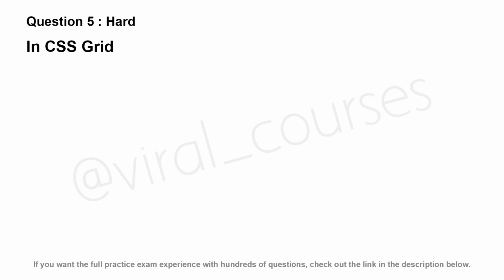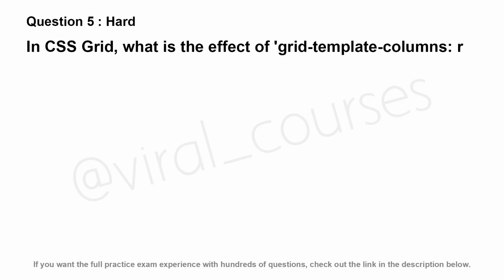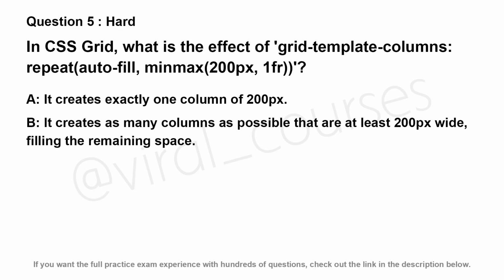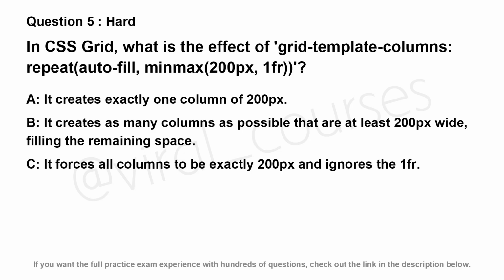In CSS Grid, what is the effect of grid-template-columns: repeat(auto-fill, minmax(200px, 1fr))? Option A, it creates exactly one column of 200px. Option B, it creates as many columns as possible that are at least 200px wide, filling the remaining space. Option C, it forces all columns to be exactly 200px and ignores the 1fr. Option D, it creates a grid with 200 columns.